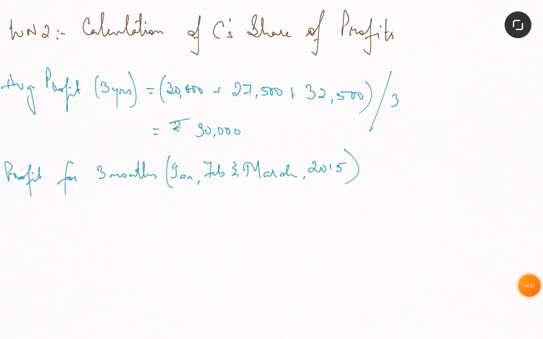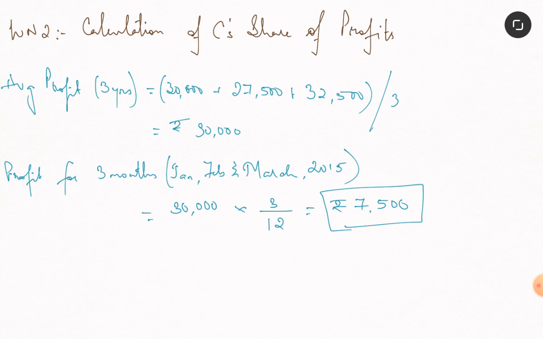So profit is going to be equal to average profit 30,000 into how many months are there? 3. And entire year there are 12 months. So into 3 divided by 12 is equal to rupees 7,500. And this is the total profit that the firm is earning, okay, that A, B, and C are earning together for the months of January, February, and March. Now, this rupees 7,500 should be divided amongst your partners in order to figure out how much your retiring partner is getting. So, the retiring partner is C, right?